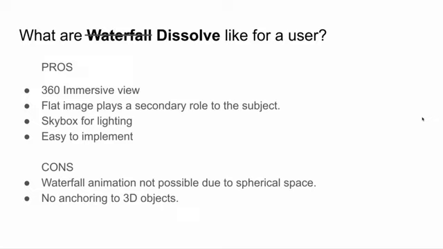So the pro of this is that you have a 360 immersive view. A flat image would play a secondary role to the subject, which would be a 3-dimensional object that you're viewing or looking at. The skybox, you could utilize that for lighting. It's generally easy to implement.